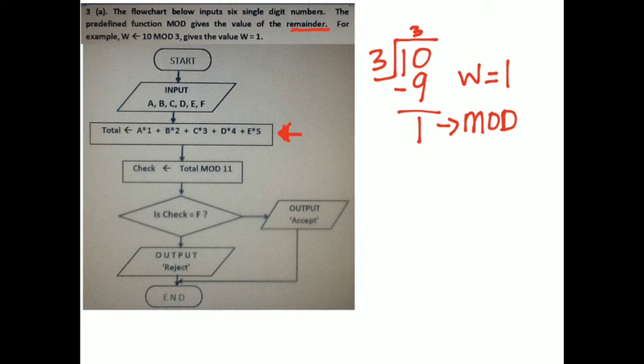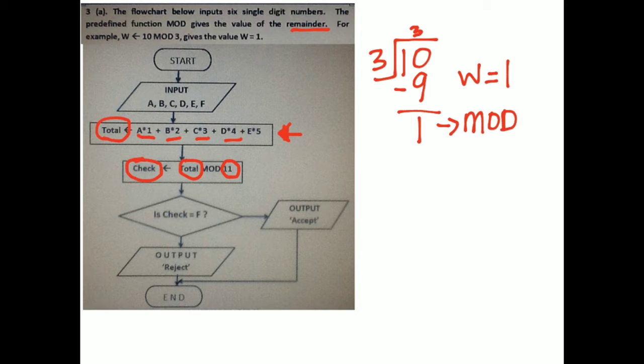Times A with 1, B with 2, C with 3, D with 4, E with 5, and you add these all together to get the total variable. Next, in the flow diagram, you get the total here, you mod it with 11. You get another variable here, check. That's another process symbol.